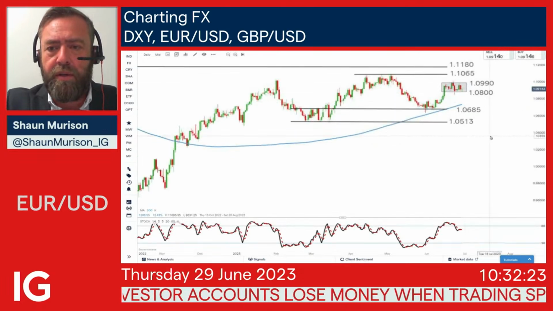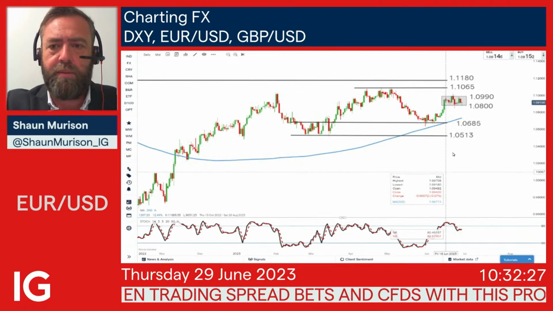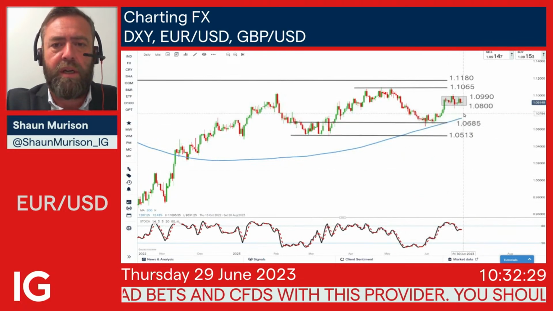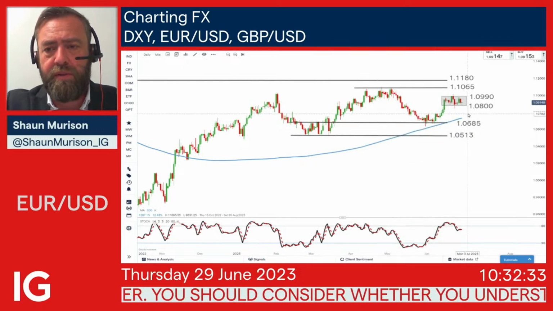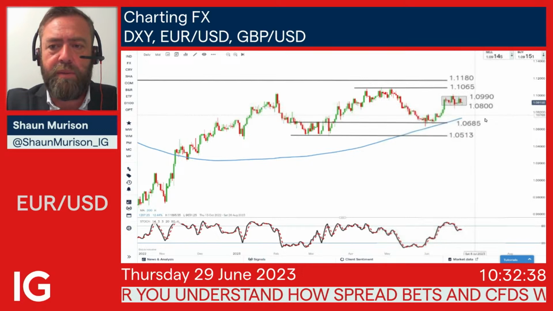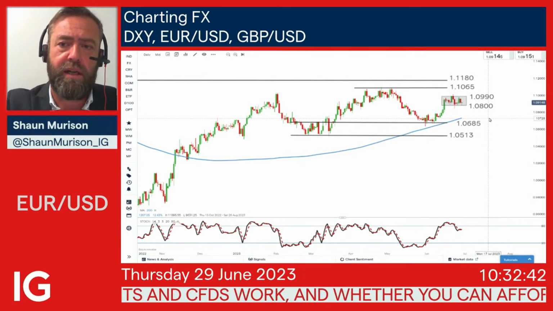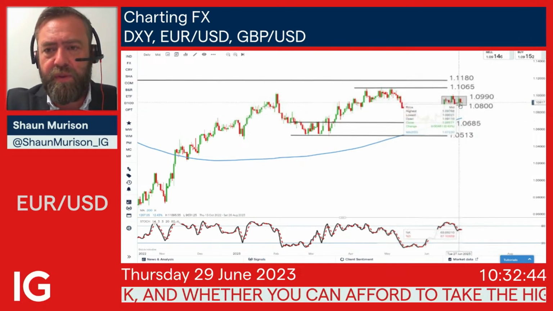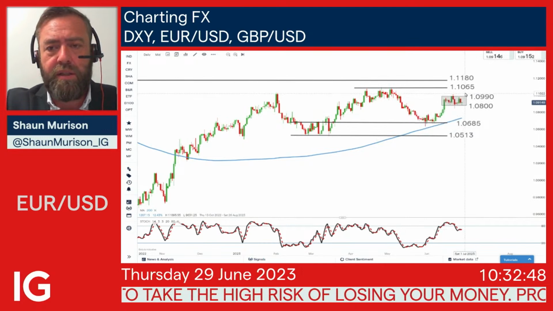Looking at the euro dollar, what we have here is a longer term trend which is still considered up. We also have that short to medium term sideways environment on the euro dollar. But in the very short term, there's a very definite range. Market's waiting for a bit more direction. And that range is sitting between 1.0800 and 1.0990.